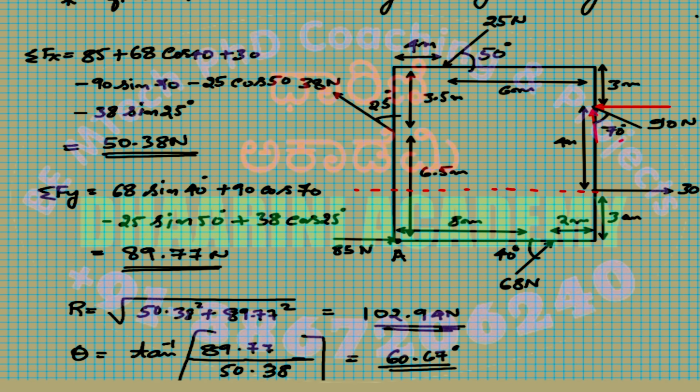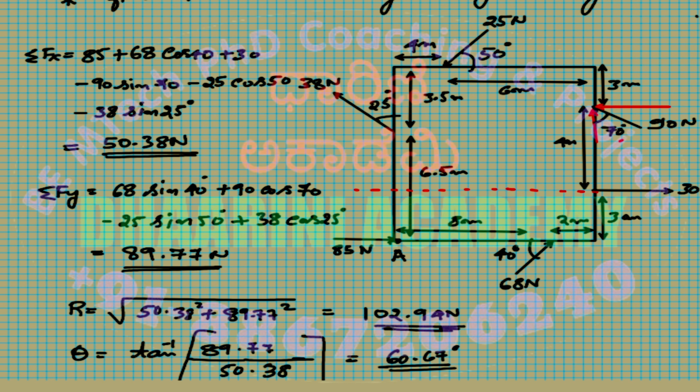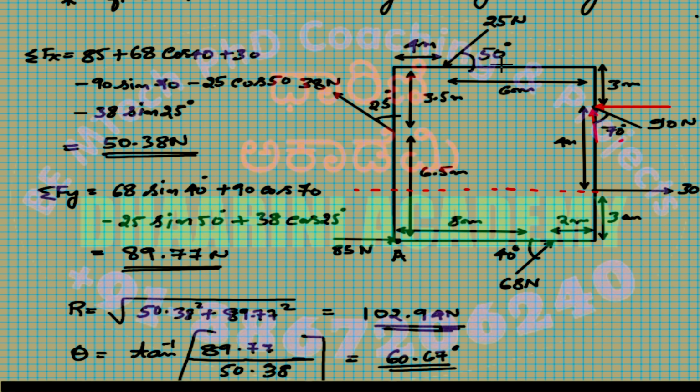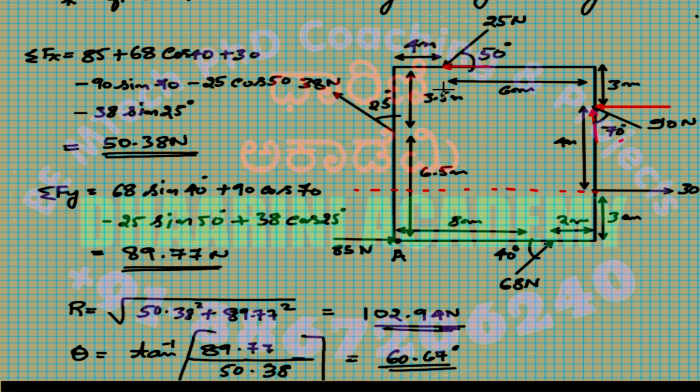Let me write it once again. So the horizontal component of this force is something like this. And the vertical component will be something like this. This is the vertical component. So I can see that both of them are acting at this common point. So both of them are not passing through A.